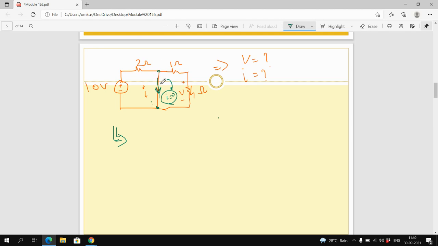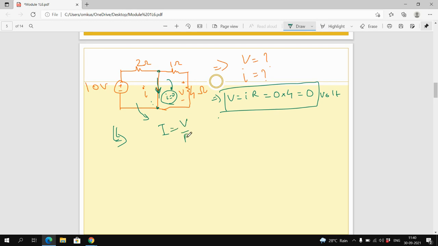The net overall current flows through this branch, this side. If the current through this branch is 0, then what is the voltage? V is equal to IR. So the current is 0, and the overall voltage of this branch or this element is 0 volt. Now all the current flows through that branch, so what is the current drawn from this voltage source? By Ohm's law, I is equal to V by R.